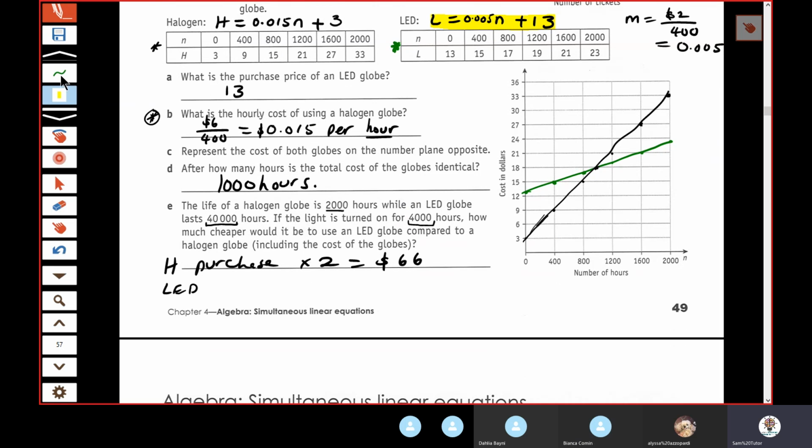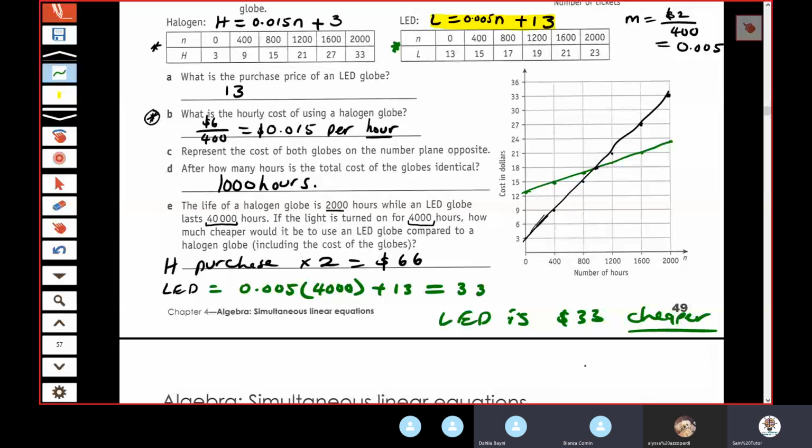So for your LED, you're going to go, okay, it's going to cost you 0.005 times 4,000 hours plus 13. So plug that into our calculator. Times 4,000 plus 13. It will only cost you $33. How much cheaper would it be to use the LED? LED is $33 cheaper, obviously.